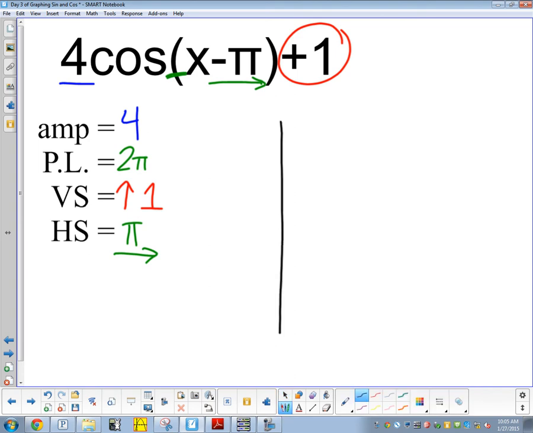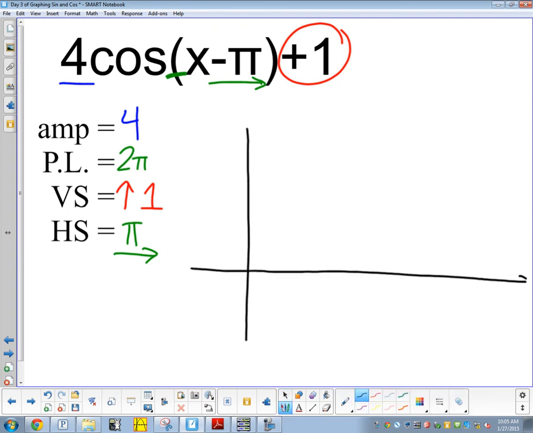So I'm going to graph it. I need a little bit more room up because the vertical shift is 1, and I need a little bit more room to the right since I'm going right pi. So as I do this, I'm going to make my graph kind of look like that. Again, if you don't do that, it's not the end of the world, but just give yourself some space. 4 hash marks like normal.